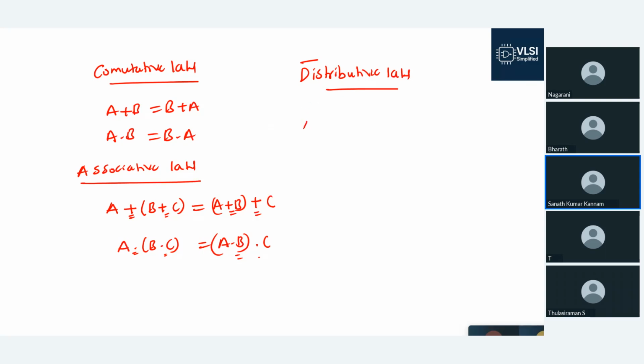So here if you see A and B or C equal to A and B or A and C. Here you have AND gate and OR gate. That's the difference. So what is the dual? A or B and C equal to what? A or B and A or C. So dual is nothing but AND will change to OR and OR will change to AND. So that is dual.